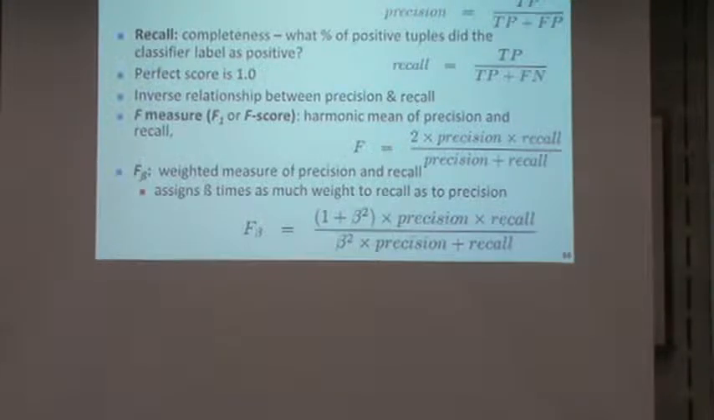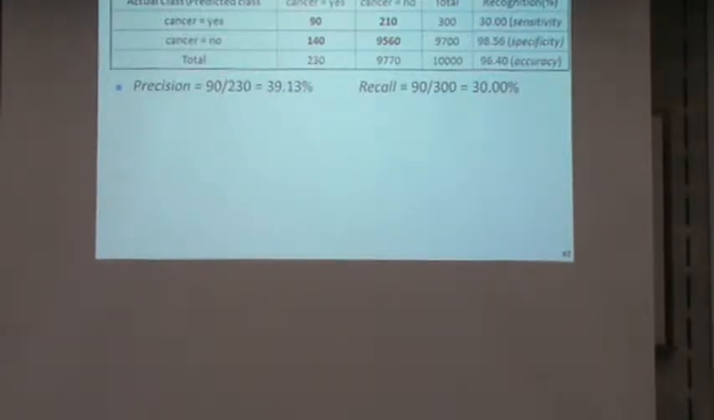So F measure is also used. This is an example of precision and recall. For precision, how precise is it out of the 200 returned among the 230? The cancer positive cases, 90, are correct. So 40% precision. And recall is, among the 300 positive cases, 90 are returned, so 30%. So the recall is still very low. Recall should be increased to be used for medical applications.